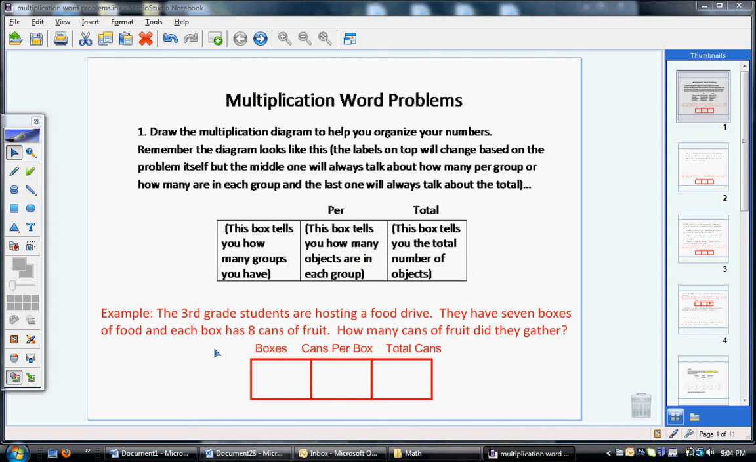Today we're going to learn about how to solve multiplication word problems. We'll go through the steps together once just to learn how, and then we'll do some practice problems. The first step is to draw the multiplication diagram to help you organize your numbers.